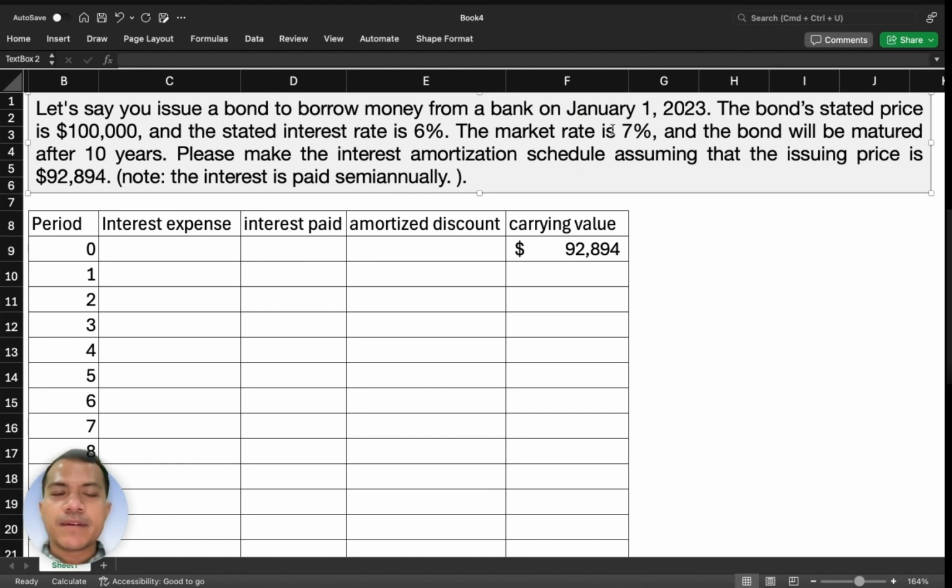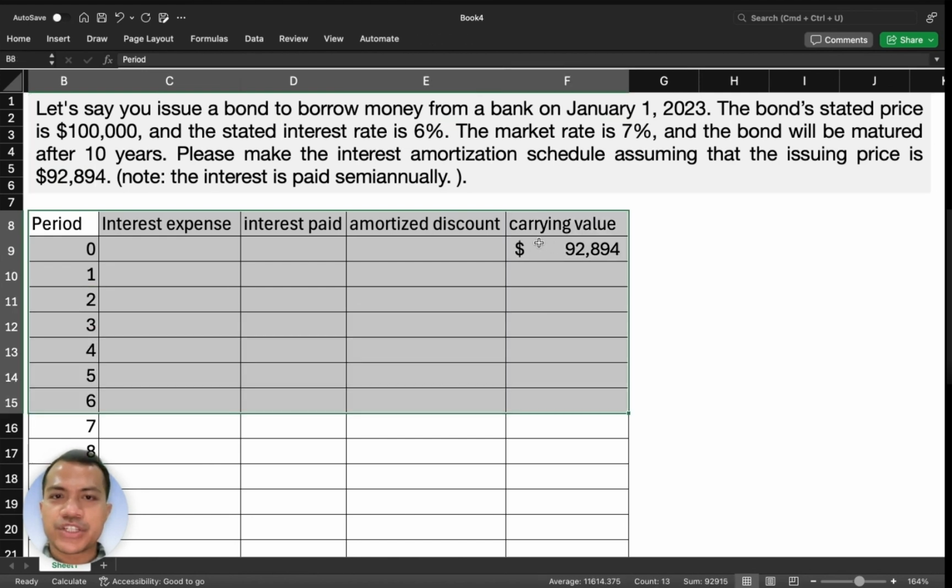As the market rate is bigger than your stated interest rate, you have to issue the bond at a discounted price, because your stated interest rate is lower than the market rate. Your bond is less interesting in the market because you only promise to pay the creditor 6% interest. So that's why you have to issue your bond at a discounted price.